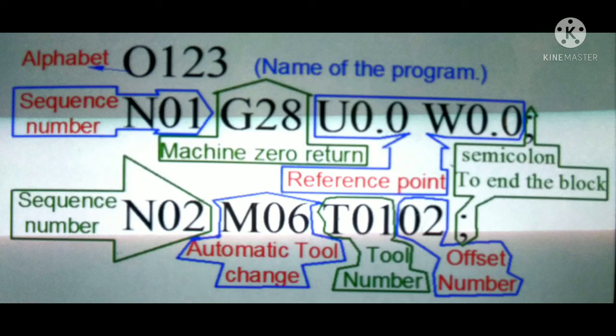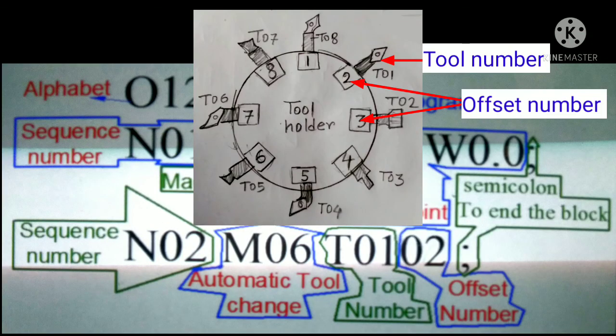The next sequence number is N02, and we use M06 to change the tool, and next we write T0102, where T01 is the tool number and 02 is the offset number of the tool, and at the end we use a semicolon to end the block. If we look closely at this drawing, then we can easily understand what the tool number and the offset number are.